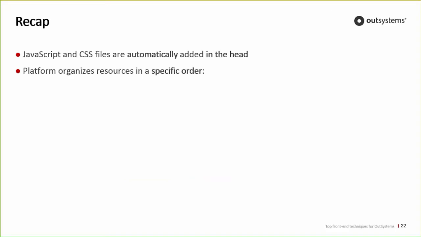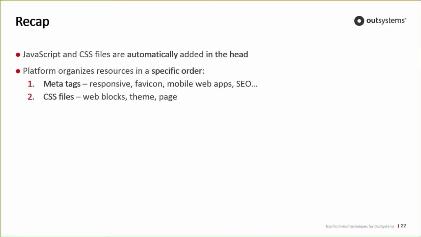So, quick recap. JavaScript and CSS files are automatically added in the head by the platform. The platform organizes the resources in a specific order. So first, it puts all of the meta tags that will be used for responsive, for the favicon, or for making sure that our application is a mobile web app. Additionally, these meta tags can be added by the developer, as we will see later on.